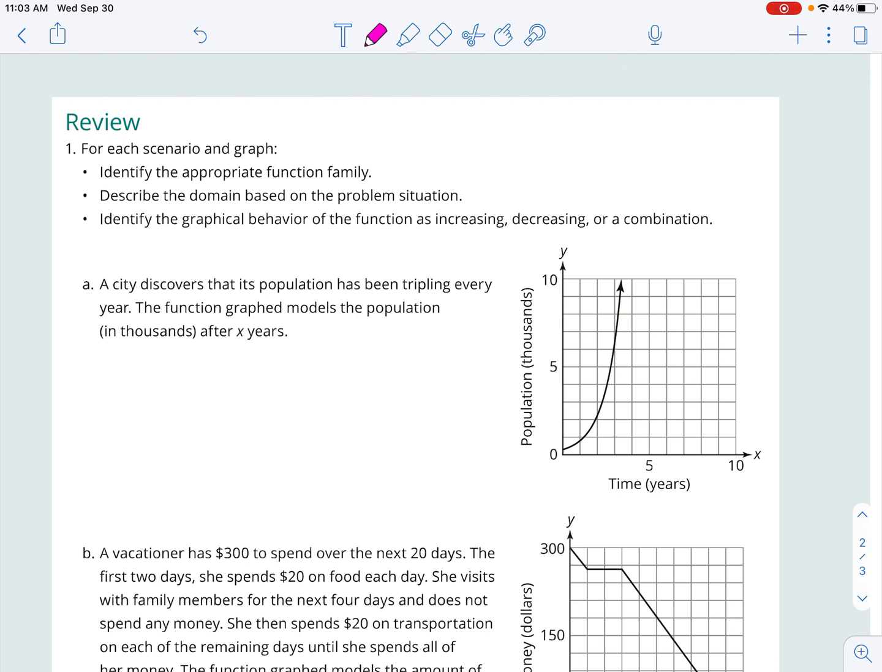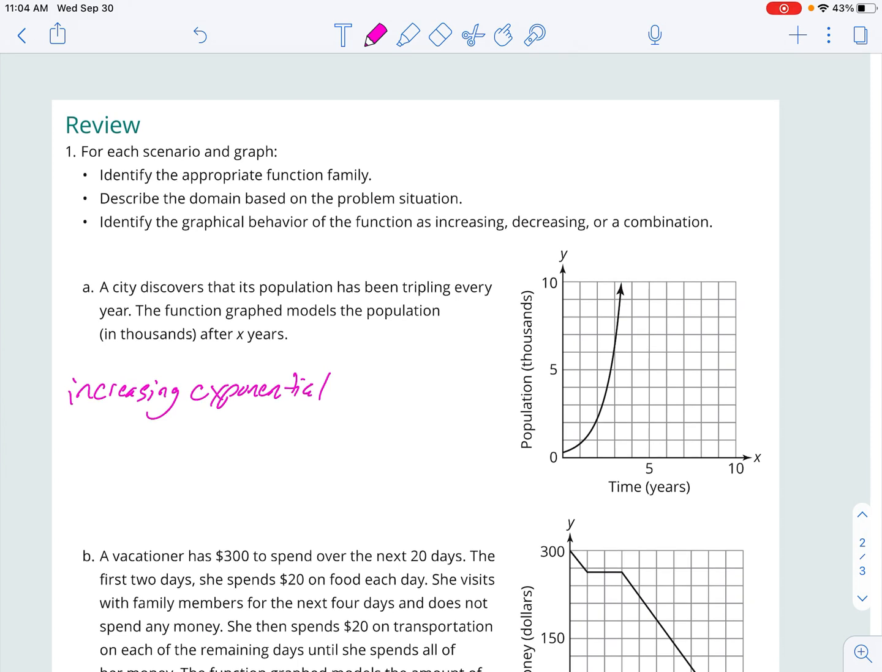So on letter A, the first thing I notice is we've got a city in this scenario that discovers that population has been tripling pretty quickly every year. So each year, this graph is going to increase very, very quickly. And I said the word increase, so I just answered part of it. This is increasing, and it's that curve which we call exponential. So it's an increasing exponential curve. And again, what we want you to associate with exponentials is that it looks like something to the x power. So it looks something like that for the function. Something to the x power.